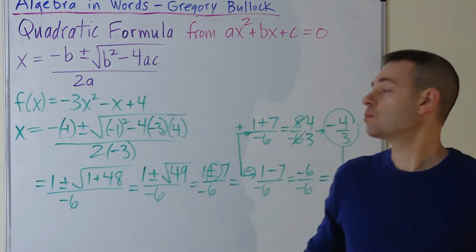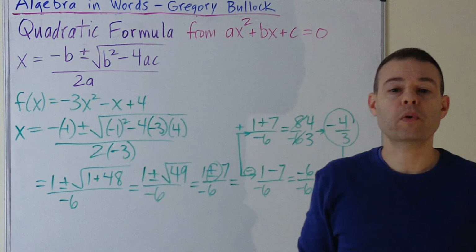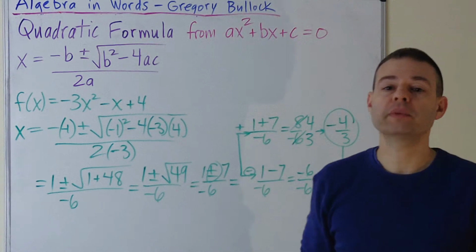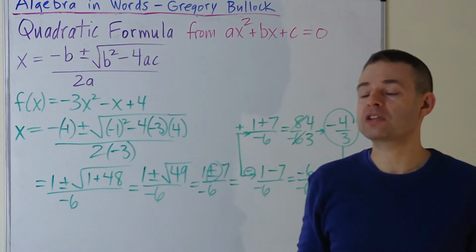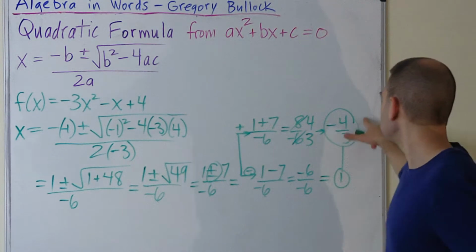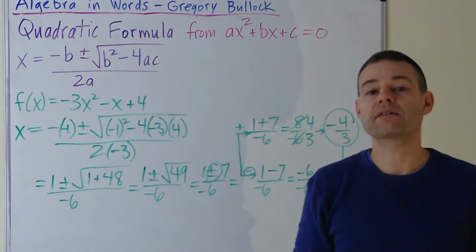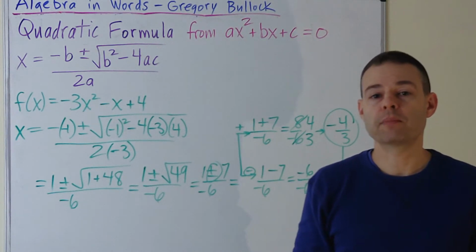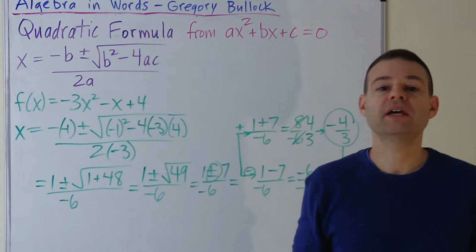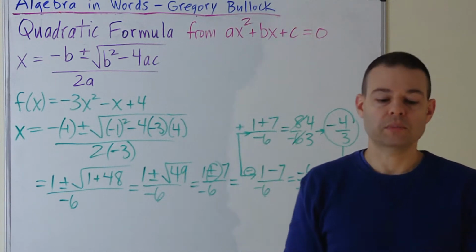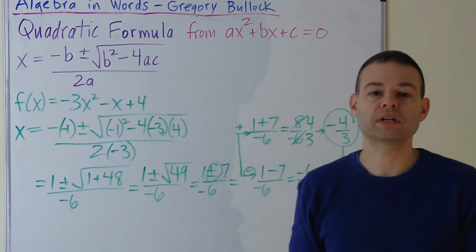To summarize, we started with the standard form equation. We substituted a, b, and c into the quadratic formula and simplified as much as possible. And that's what we got. -4/3 and 1. They're the solutions, meaning that they are the x-intercepts. They're real numbers, and we could plot them on the graph, and the parabola would go through those 2 points on the x-axis. So I'm going to pause the video and put up one more example.